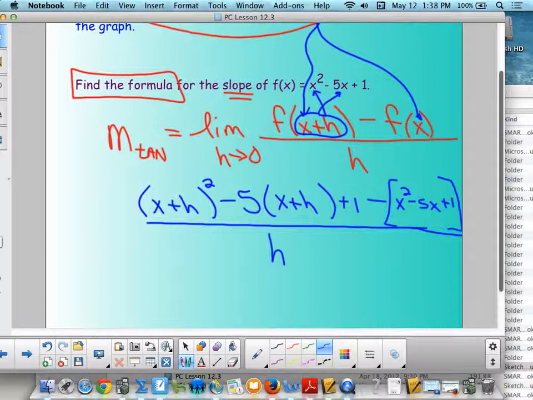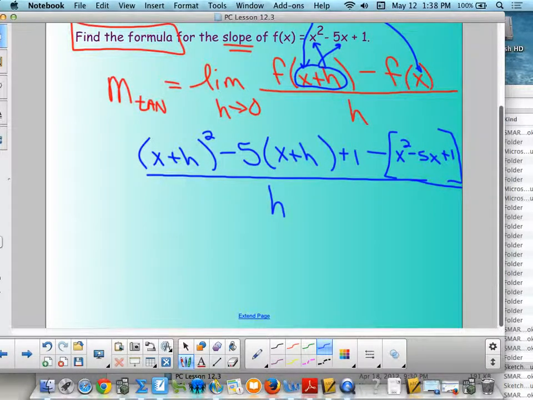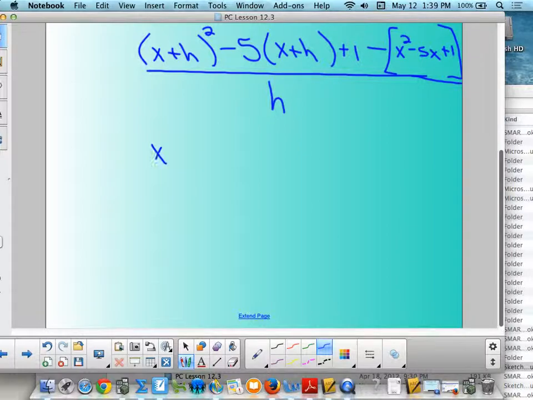Oh, you're so close. You're just slightly wrong. Somehow you decided on 2. This should be 2. Watch my work up here. See what happens. Okay, guys. Some people already have the answer, so I'm just going to do a quick simplifying here. x plus h squared is x squared plus 2xh plus h squared. That would be minus 5x.